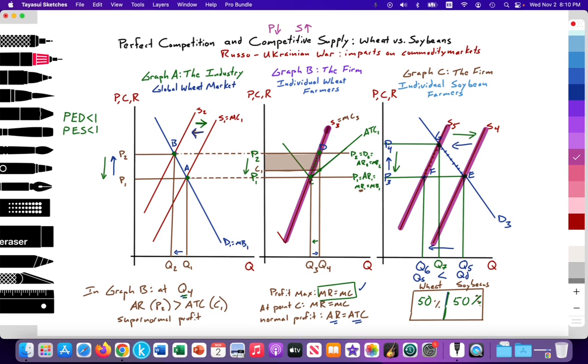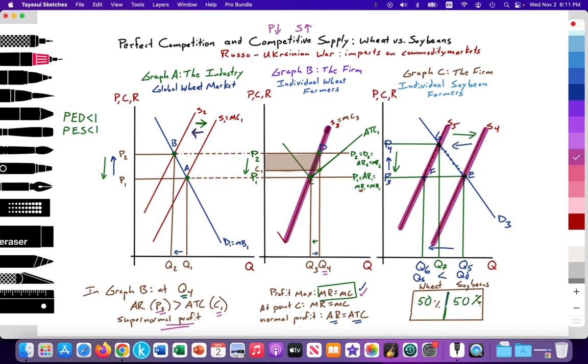In graph A, our initial starting point is where S2 equals D1 at point B with an equilibrium price at P2. P2 becomes the perfectly elastic price that the firm in graph B must accept. And we see that P2 is equal to demand 2, equal to AR2, equal to MR2, equal to MB2. And since we assume that the firm is going to profit maximize, it will produce where MR equals MC. That occurs at Q4. And at Q4, we see that the price is greater than the cost, or AR is greater than ATC, so the firm is generating supernormal profit. The supernormal profit is shaded in this brown boxed area.